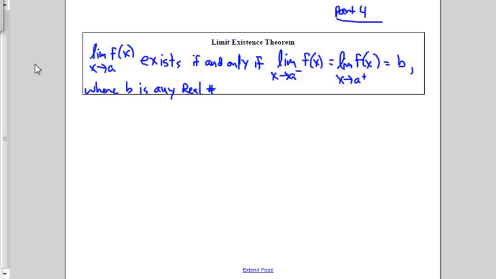So what we find out is that the limit of f of x as x approaches a exists if and only if the limit of the function as x approaches a from the left is equal to the limit of the function as x approaches a from the right, and both these values equal b, where b has to be a real number. So if it's not a real number, then the limit doesn't exist. Okay, and let's take a look at a few examples of these.